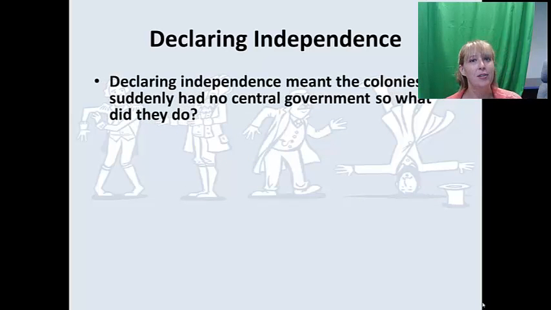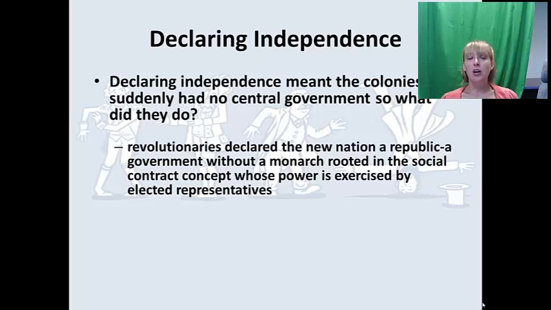Now, you declare independence, but then that leaves a vacuum. What do we have in place to set the rules? What institutions should exist instead now that we're getting rid of the old ones? So one of the first things, and we talked about this a little bit before, was that the members of the Continental Congress decided that the new nation should be a republic.